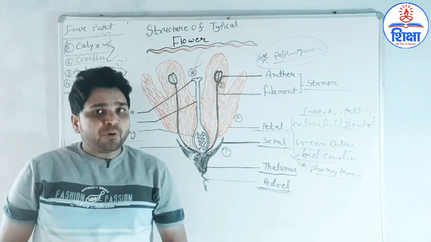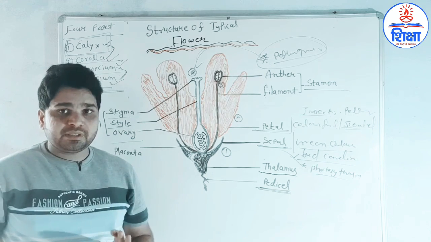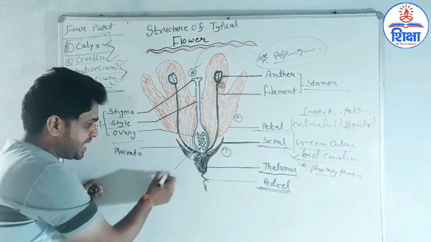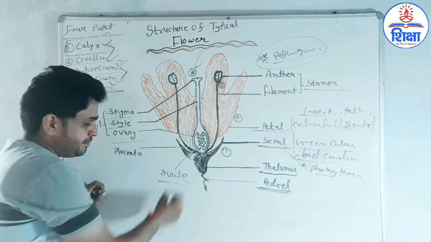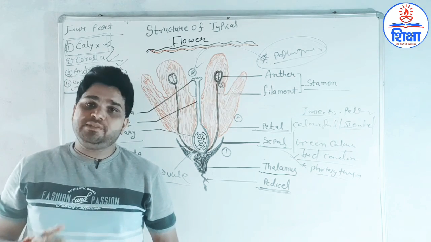Students, ovary is a very important part of the flower because the ovary develops to form fruits, and it contains many ovules, which develop to form seeds after the process of fertilization.